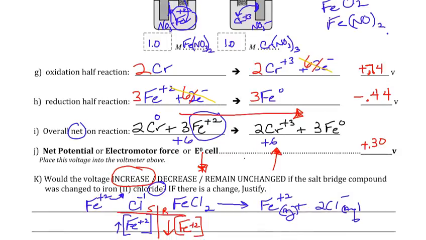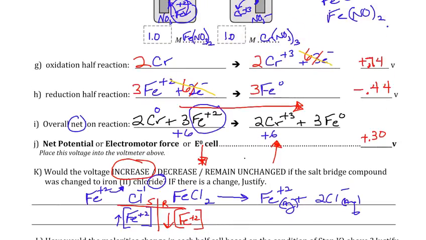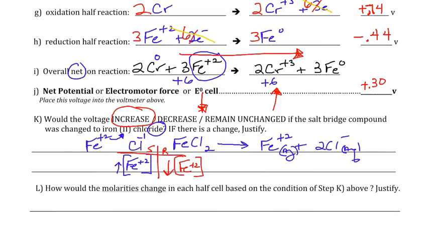Yeah. So what we would say is, even though these are initially at 1 molar, the chromium +3 concentration would go up, and the Fe+2 concentration would, of course, go down. That's what happens in that shift. And that's it. And that's your justification.